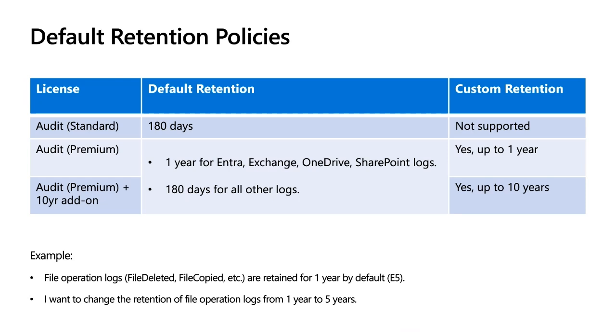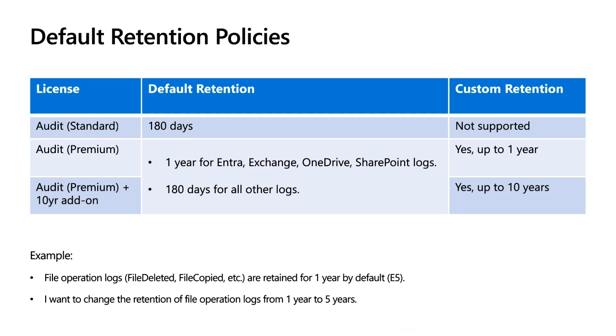First, there is something called a default retention, which is based on what license you purchase. So within auditing, there are two tiers. The first is audit standard, which comes with any E3 or E3 equivalent license. So E3, if you're a Gov customer, then G3, in the education space, you have A3 and so on.